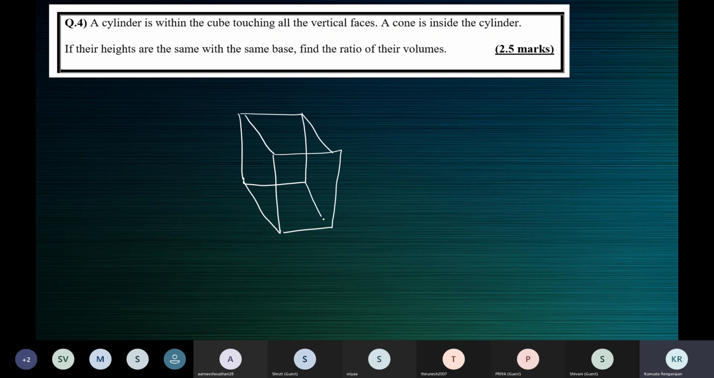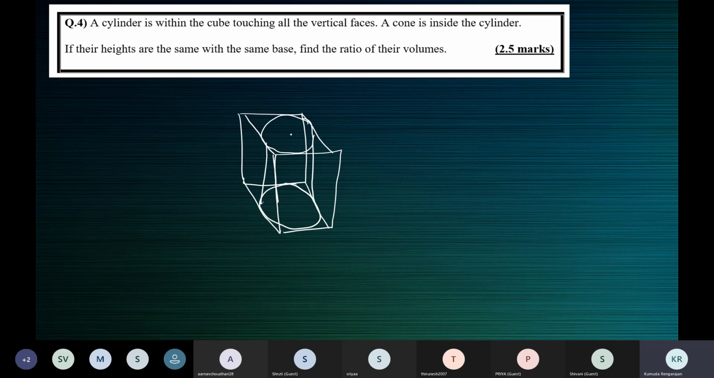I can't draw a cylinder now inside this. So the cylinder goes like this. See here, this is the height of the cylinder. The cylinder is such that it touches all the sides of the cube, all the vertical sides of the cube. Okay, somewhat I've drawn. This is the cylinder. It touches all the 4 vertical faces, standing faces, curved surface area.